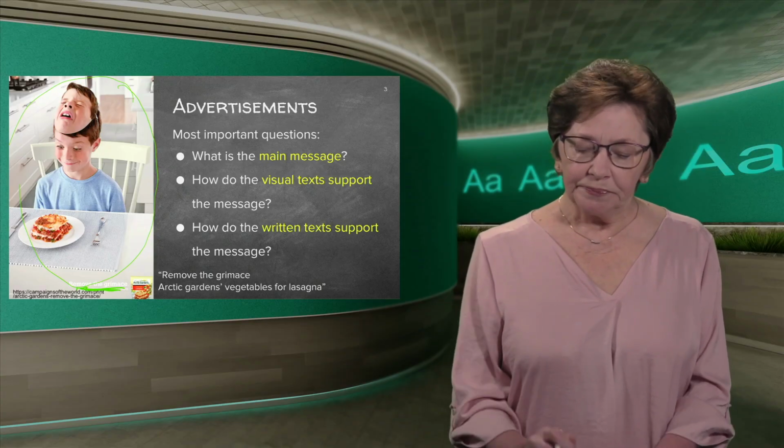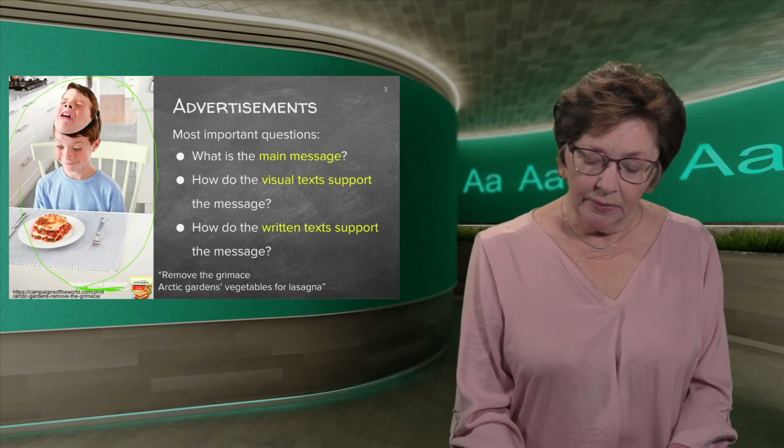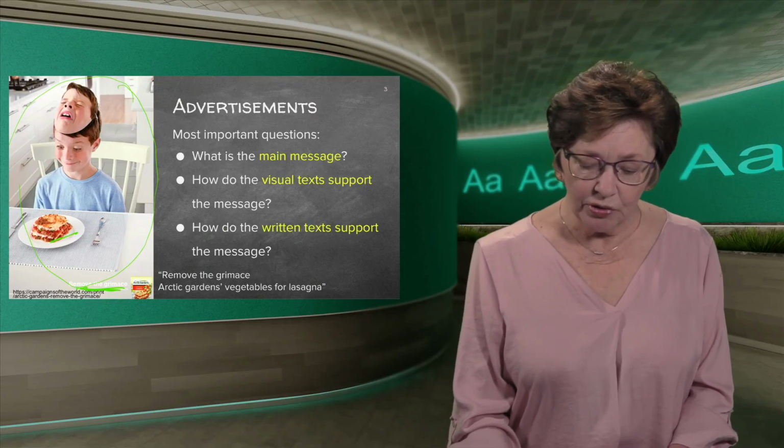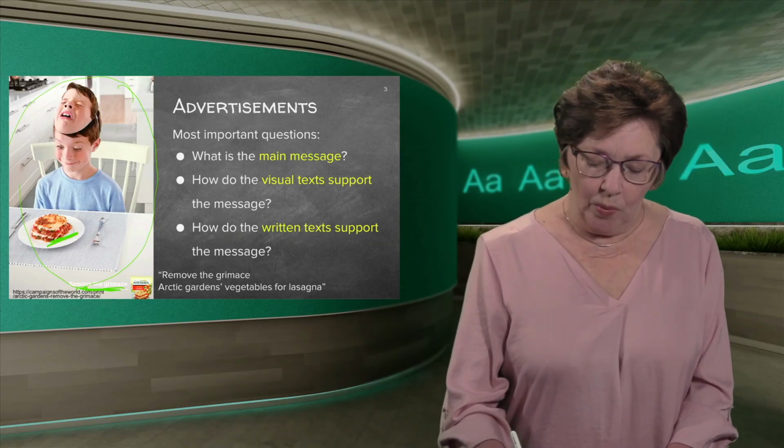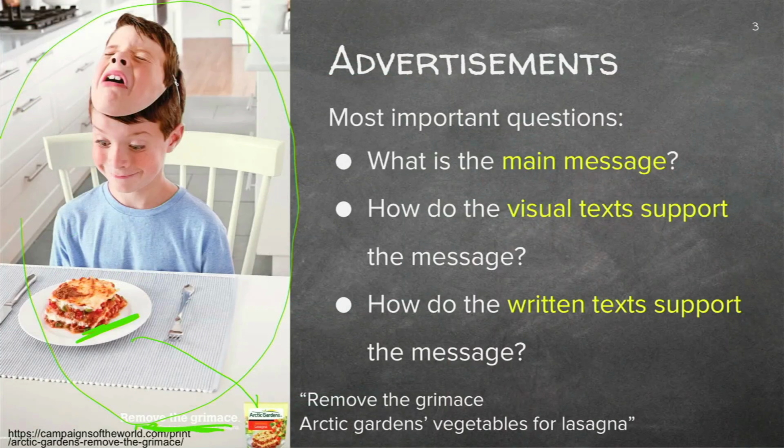Now, let's look. The meal that this little child has in front of him is a piece of lasagna. We can link it to the little packet here, which is another visual part of this advertisement. And we see that it's from Arctic Gardens and it is vegetables for lasagna, right? So we know that this meal is a vegetable meal.